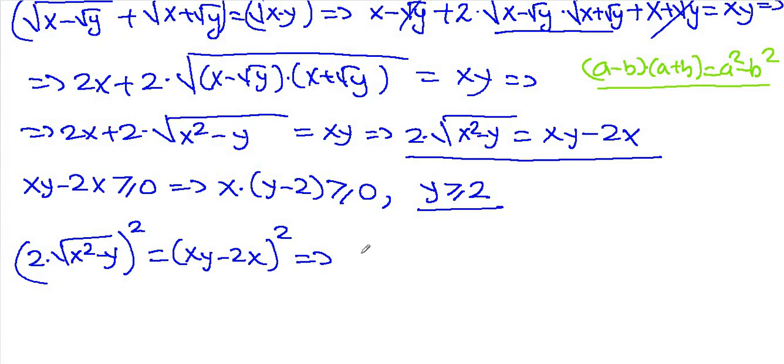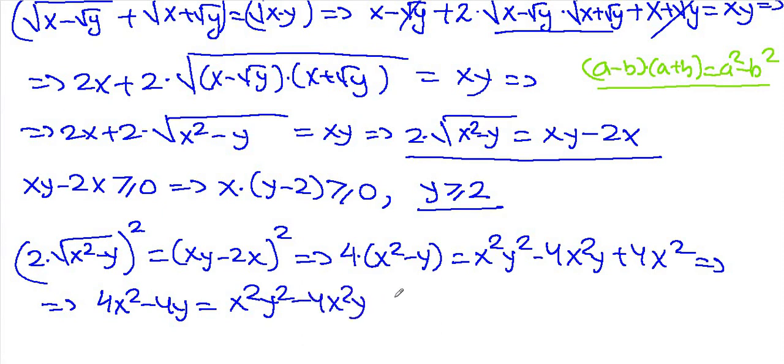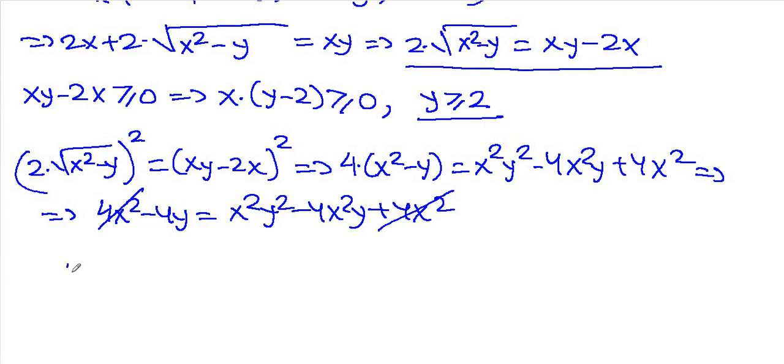And this is going to be equivalent to 4 times (x squared minus y) is equal to x squared y squared minus 4x squared y plus 4x squared. And expanding the left hand side, I'll get 4x squared minus 4y is equal to x squared y squared minus 4x squared y plus 4x squared. So here we see that 4x squared will disappear, and the last equation is x squared y squared minus 4x squared y, and moving this minus 4y to the right hand side, I'll get plus 4y is equal to 0.